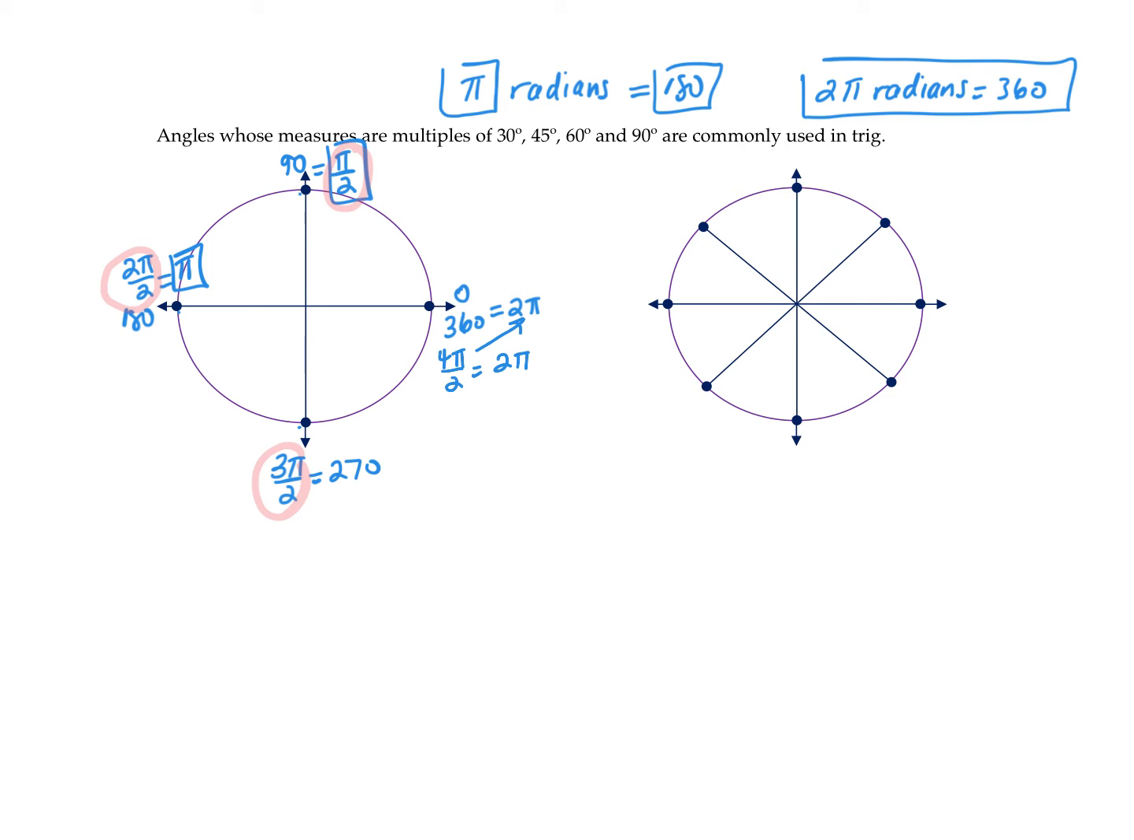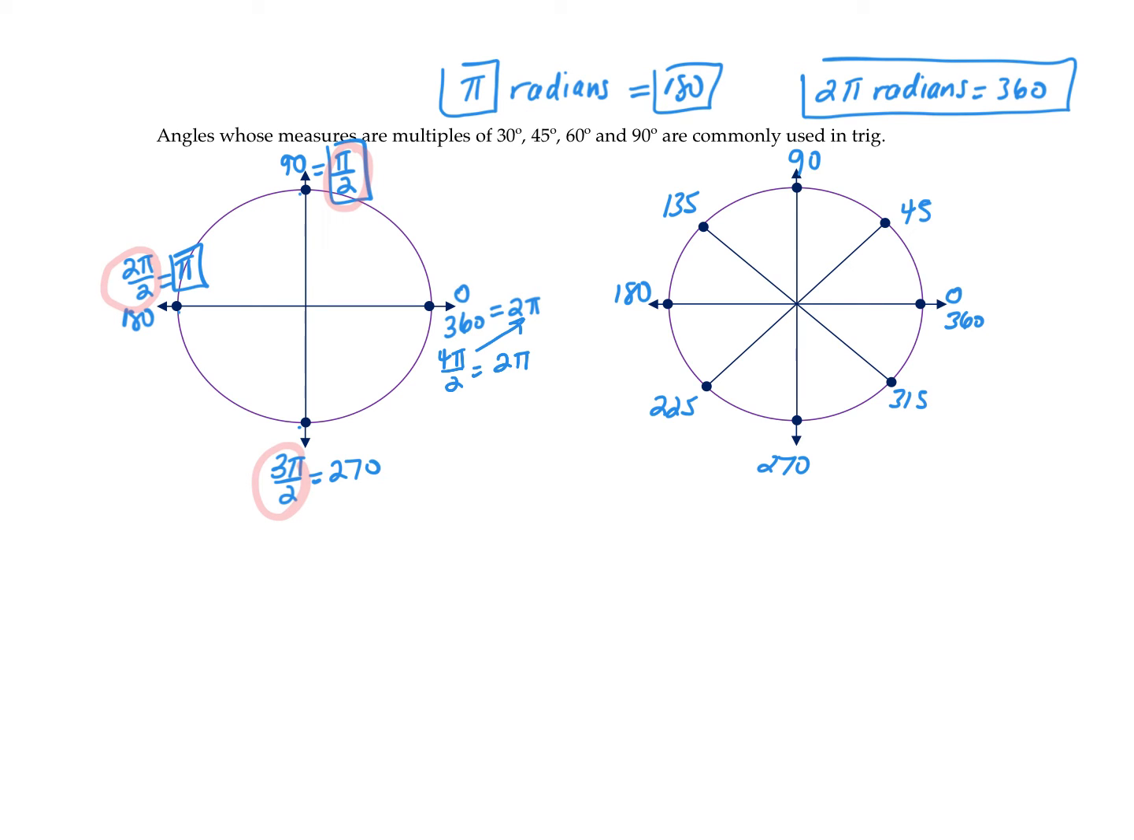In the next circle, we're going to be counting by 45 degrees. So let's put the degrees on there first. 0, halfway to 90 would be 45, then 90, add 45 to that, and we're going to end up with 135. Add 45, we're at 180, 225, 270, 315, and 360.